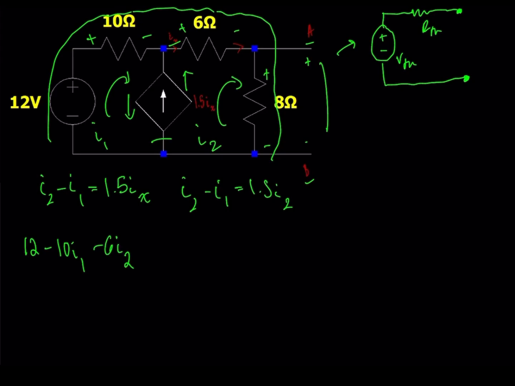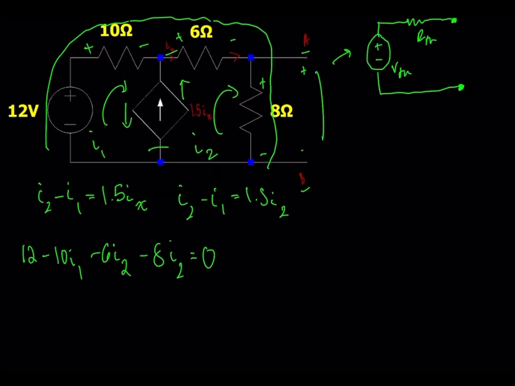And then finally, this 8 ohm resistor will just be 8 times the current, which is I2, and KVL says that is equal to 0. Alright, so I'll just clean up the circuit here so things are easier to see.